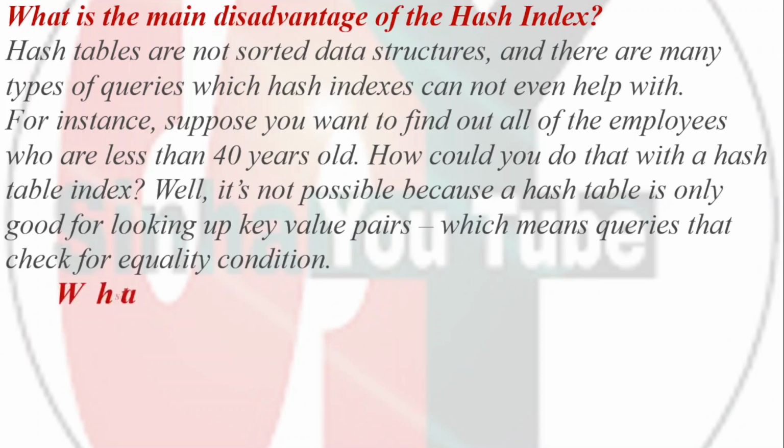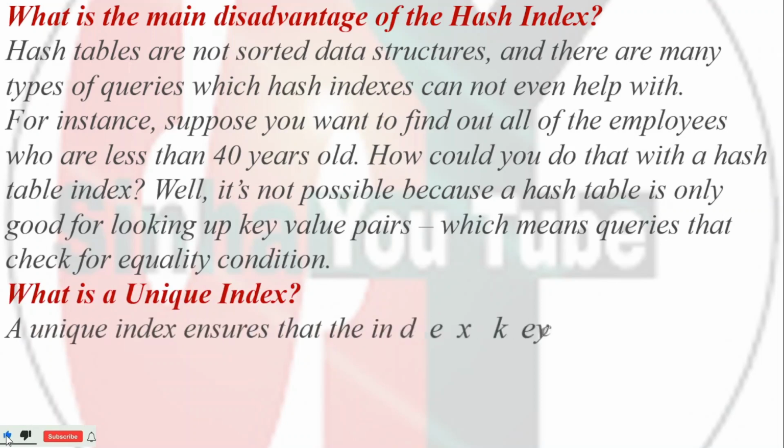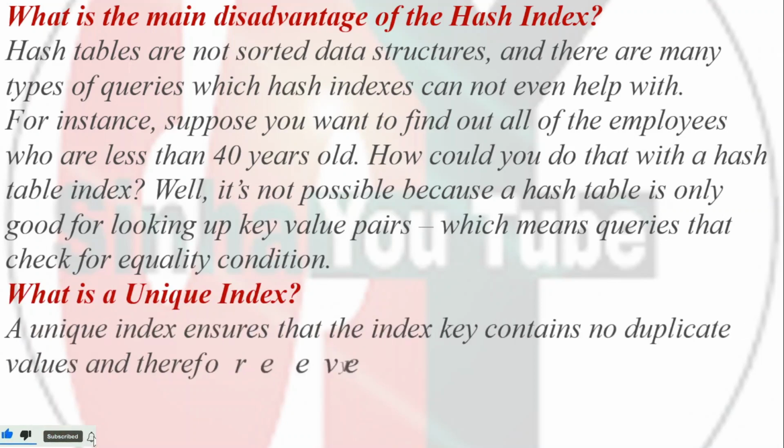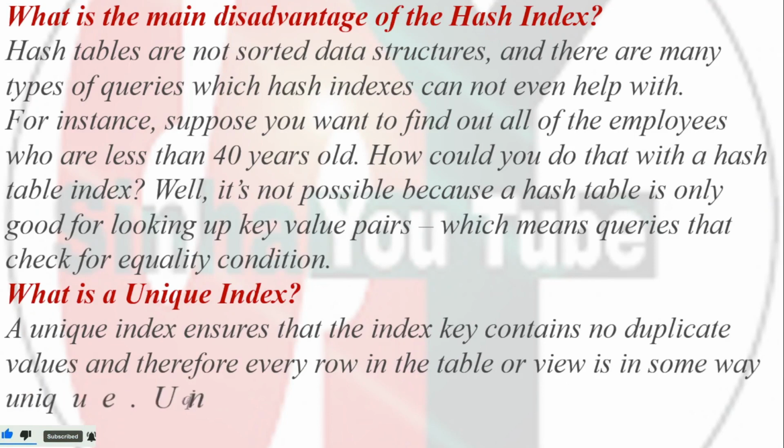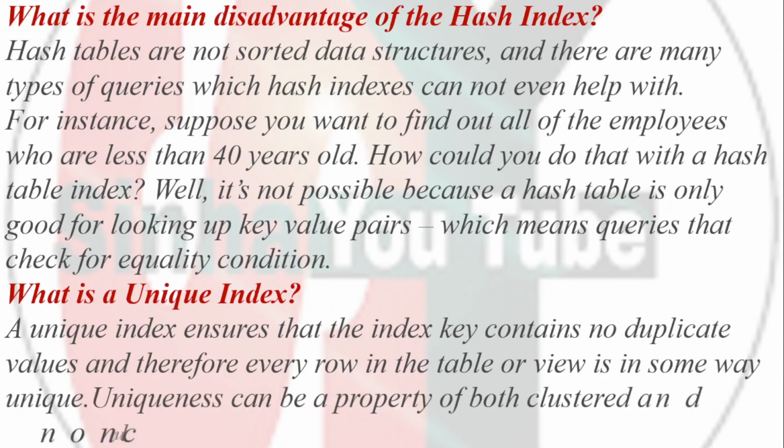Question. What is a unique index? Answer. A unique index ensures that the index key contains no duplicate values and therefore every row in the table or view is in some way unique. Uniqueness can be a property of both clustered and non-clustered indexes.